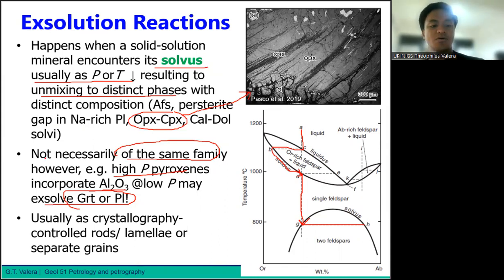So usually, yung exsolution reactions natin are easy to spot because they are crystallography controlled. So for example, yung kanina is a CPX. This is constrained or mainly found along cleavage traces. Ganun din yung perthitic and antiperthitic texture. It's also crystallographically controlled.